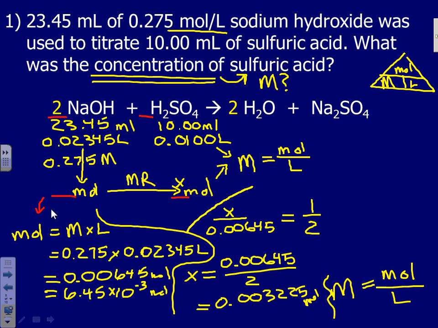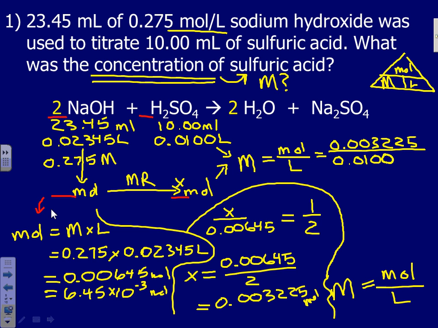I'm going to put some more squiggly lines around this. Sorry for the big mess, but I'm going to isolate those things. Now we're into our last step. We want to find the concentration. We know how much acid we used, and we know the moles, so we can put it into that equation. The moles come from down there, 0.003225 over 0.0100. I got an extra 0 on there and didn't need it. And what do we get?